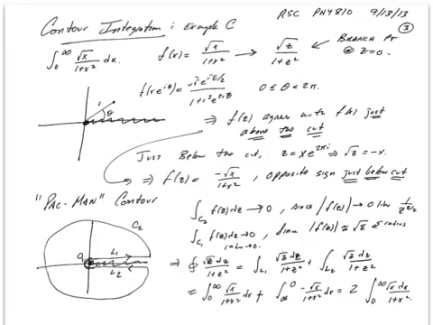Hi class. I want to continue with our examples of using the calculus of residues to evaluate real integrals. Next I want to consider a case of an integral that involves a function with a branch cut, the integral of the square root of x over 1 plus x squared from 0 to infinity.